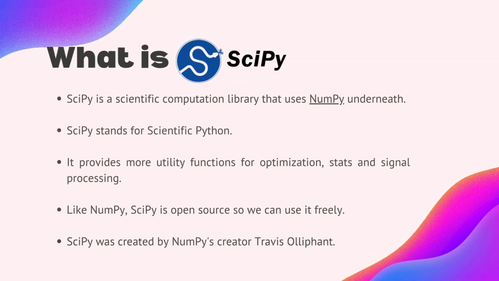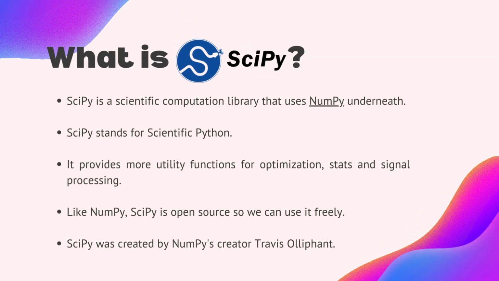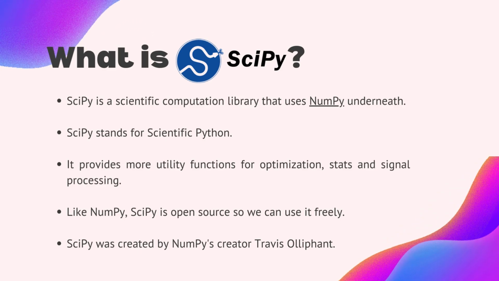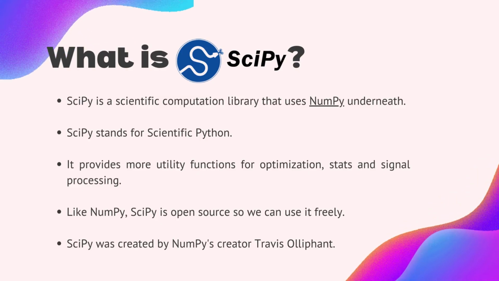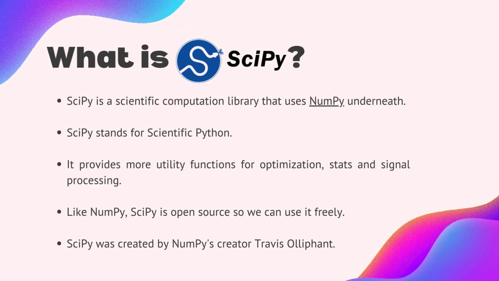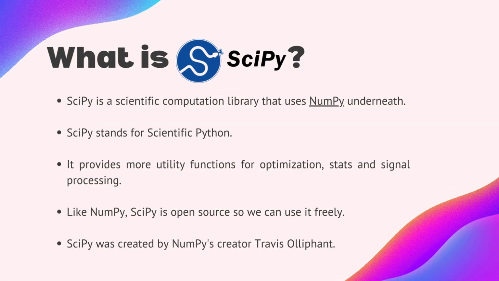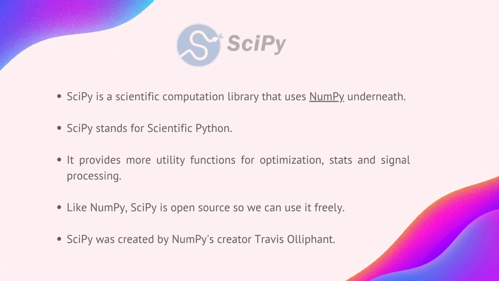And now let's see what SciPy is. SciPy is a scientific computation library that uses NumPy under it. SciPy stands for Scientific Python. It provides more utility functions for optimization, stats, and signal processing. Like NumPy, SciPy is open source, so we can use it freely. SciPy was created by the NumPy creator, Travis Oliphant. So yeah, that's it.